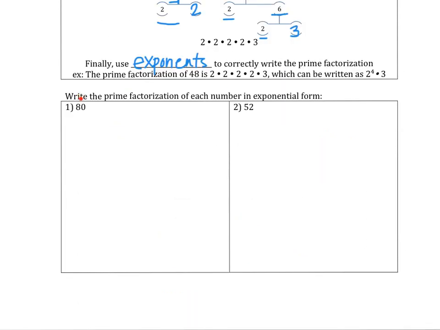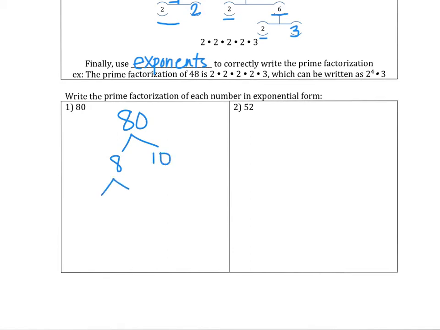So an example of that is to write the prime factorization of each number in exponential form. So we're starting with 80. The first thing we're going to want to do is put 80 at the top of our factor tree, and put two factors that when you multiply them together make 80. You can choose any two, it doesn't matter, you're going to come up with the same answers. I'm going to choose 8 and 10. 8 times 10 is 80.